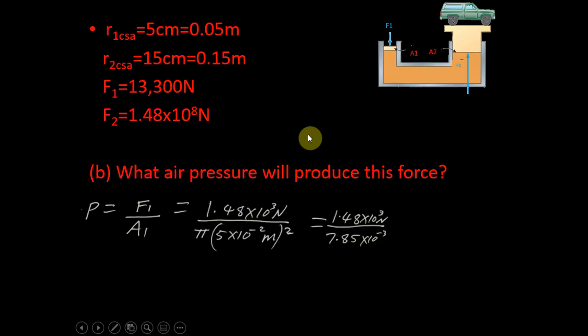We know what A1 is because this is going to be pi times (5 times 10 to the minus 2) squared. 1.48 times 10 to the 3 over 7.85 times 10 to the negative 3 will give us 1.88 times 10 to the 5 pascals, or newtons per meter squared, which would neatly come out of this equation if you're unsure of the units.